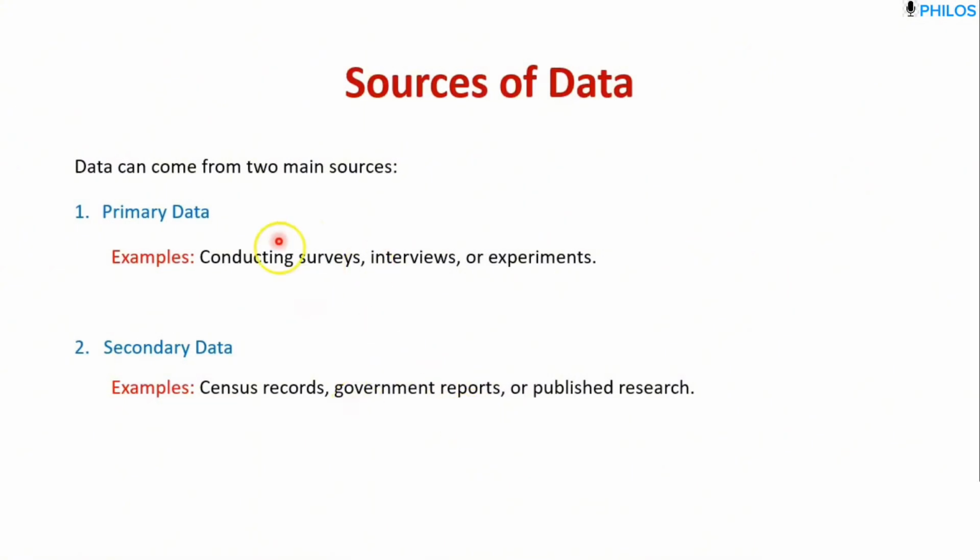One advantage of primary data is that it's designed based on your research, so it's usually more reliable. But the secondary one is easier to access, and it's also less time consuming to collect.